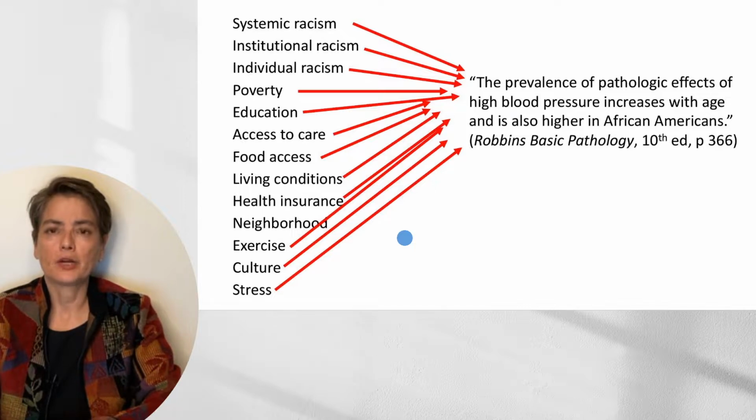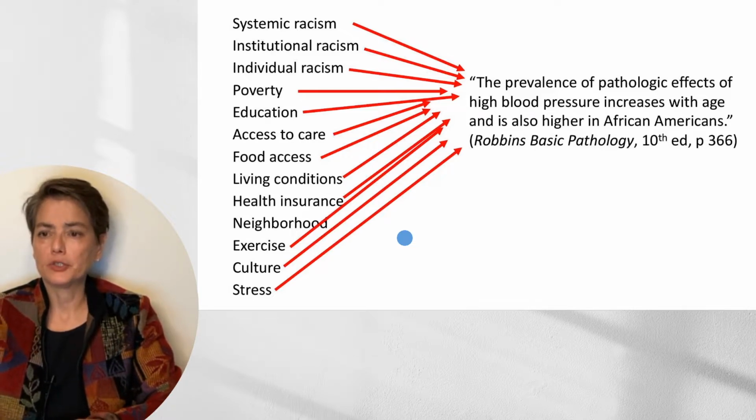So I encourage you, whenever you see a disparity that is associated with socially defined race, that you question any biological assumption that is made and try to figure out what is really the cause. And that's what I've done in my disparities document that I share with my medical students.